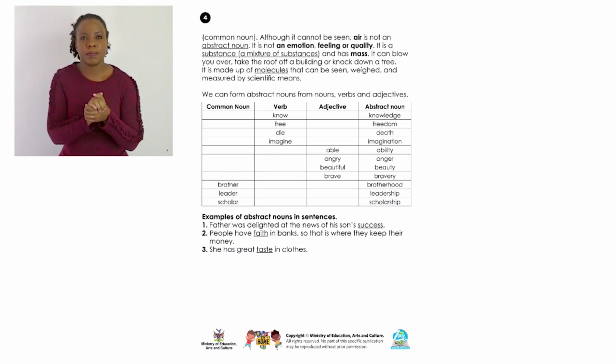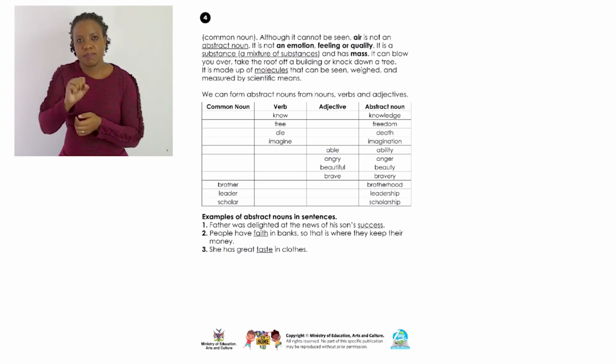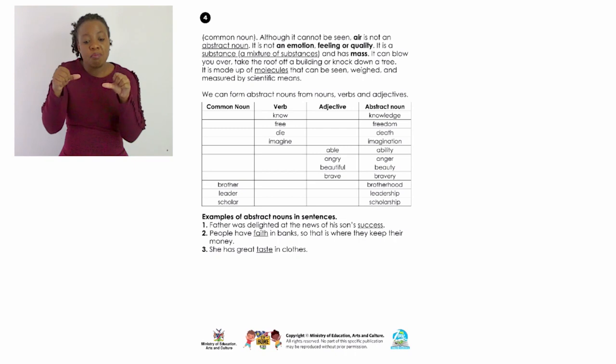Although it cannot be seen, air is not an abstract noun. It is not an emotion. It is not a feeling or a quality. It is a substance, a mixture of substances, and has mass. It can blow you over, take the roof off a building, or knock down a tree. It is made up of molecules that can be seen, weighed, and measured by scientific means.